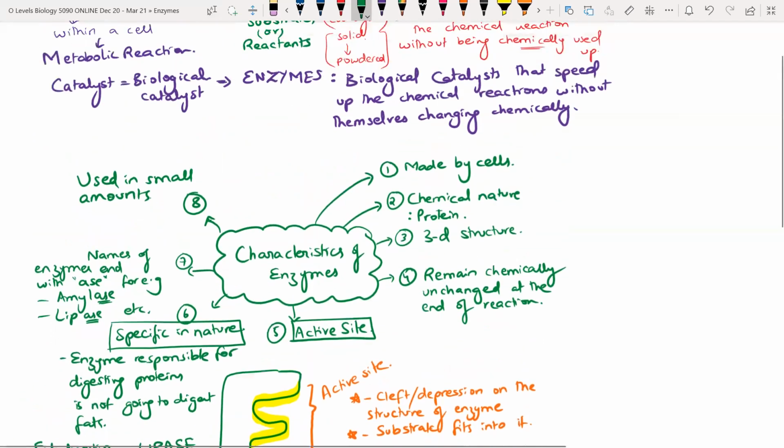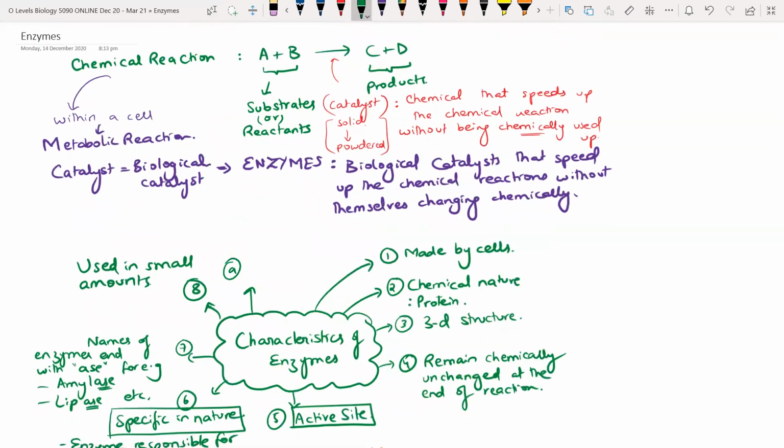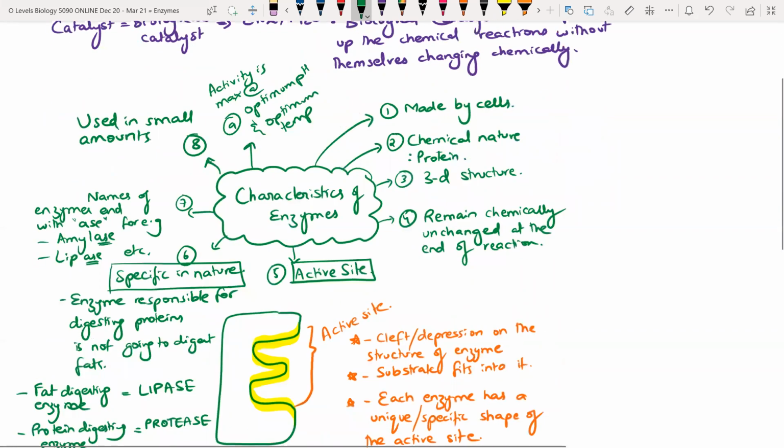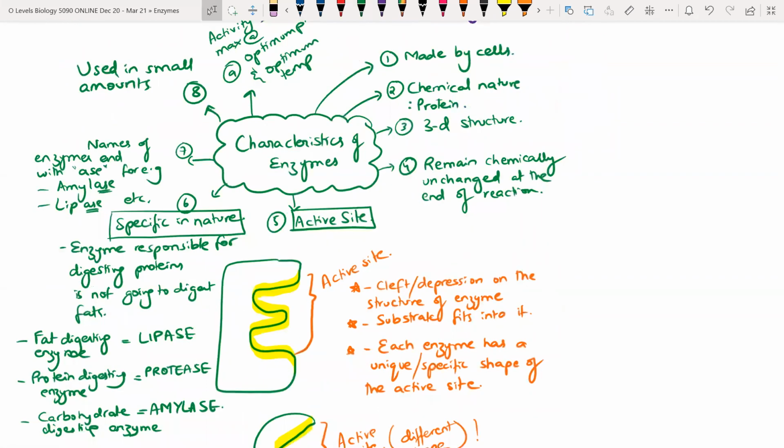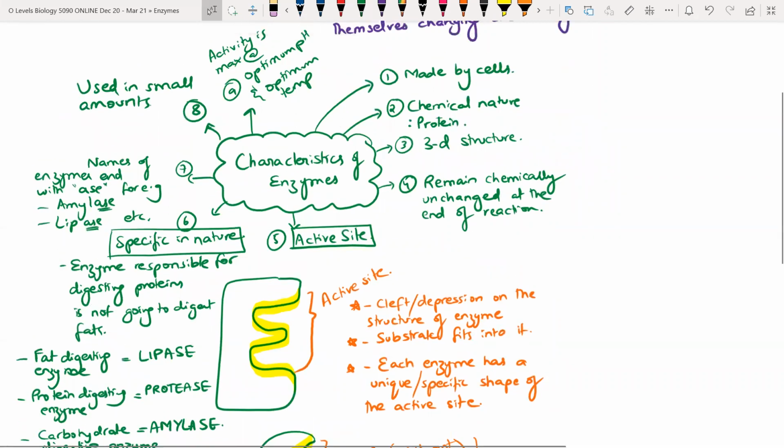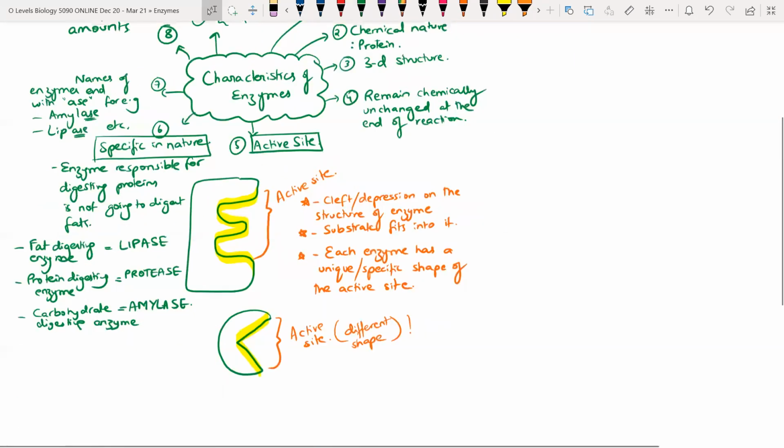Okay, and then you have point number 9. Their activity is maximum at optimum pH and optimum temperature. That is, there is a temperature at which its activity is best, maximum. That temperature is known as the optimum temperature, and there is a pH value at which the enzyme is working at its best, and that's known as the optimum pH. Okay. So these are the characteristics of enzymes that we need to know.